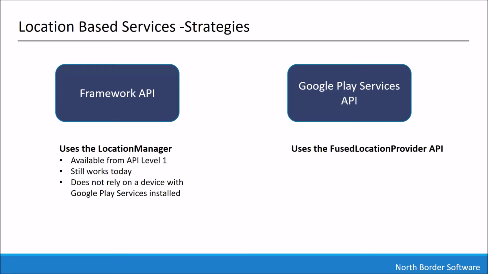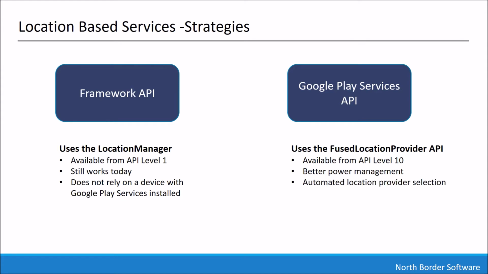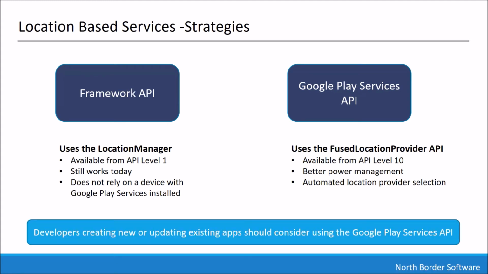This uses the FusedLocationProviderAPI, and that's been available since API Level 10. It provides better power management, and it also allows the device to automatically select the source of the location. That could be the high-powered GPS or the lower-powered mobile or Wi-Fi system using triangulation. It also has the facility for selecting a low power usage. That's where the application can actually acquire a location found by another application. In summary though, developers now should consider using the Google Play Services API for all location-based services.